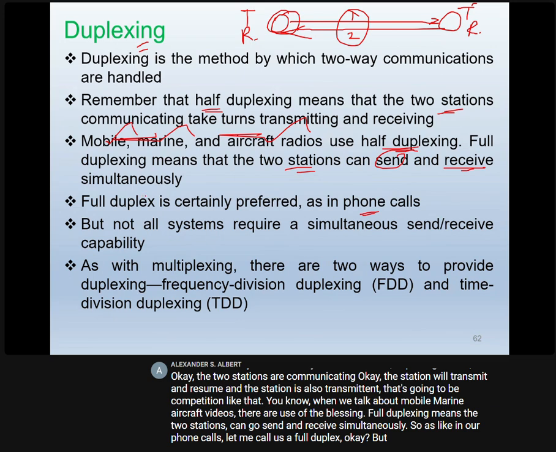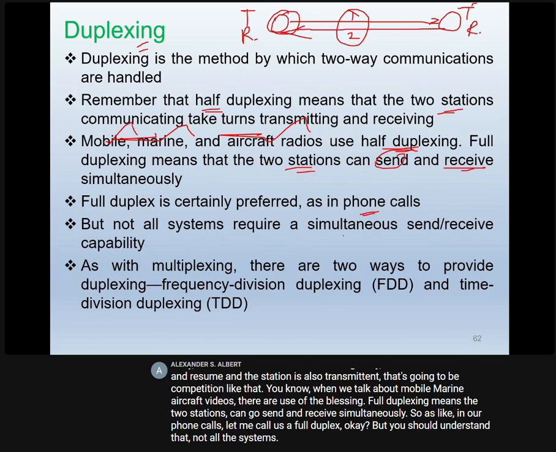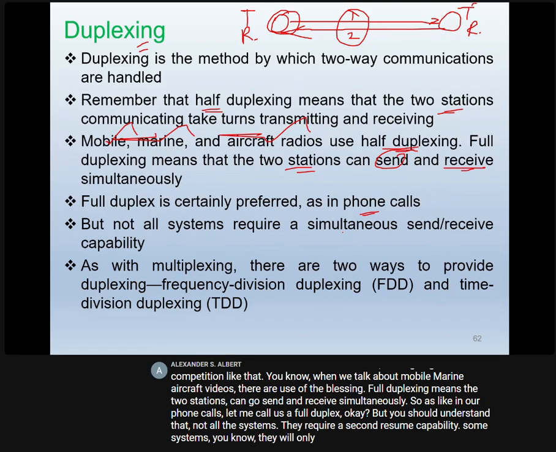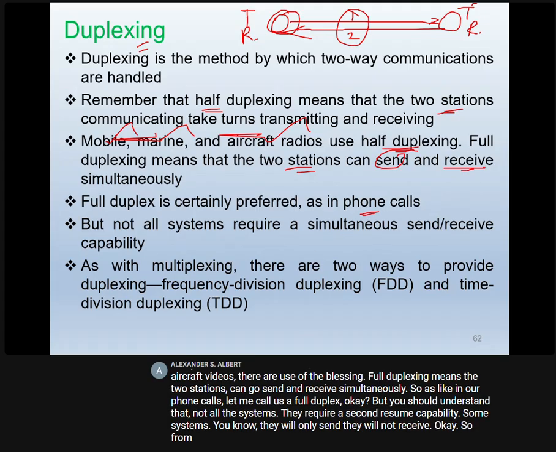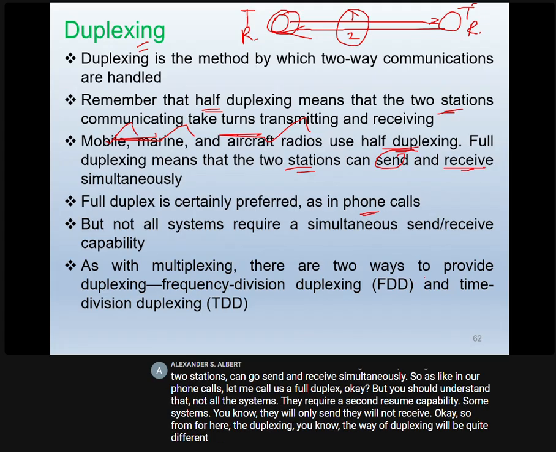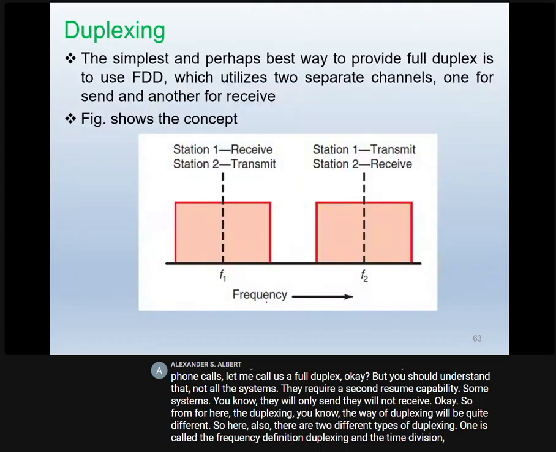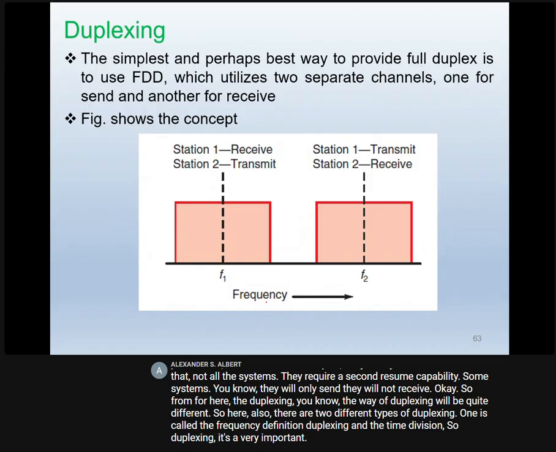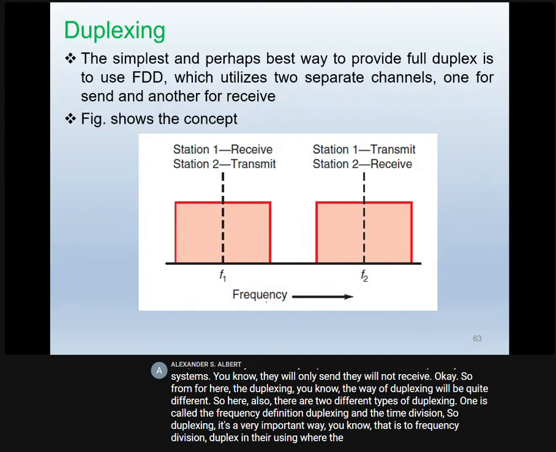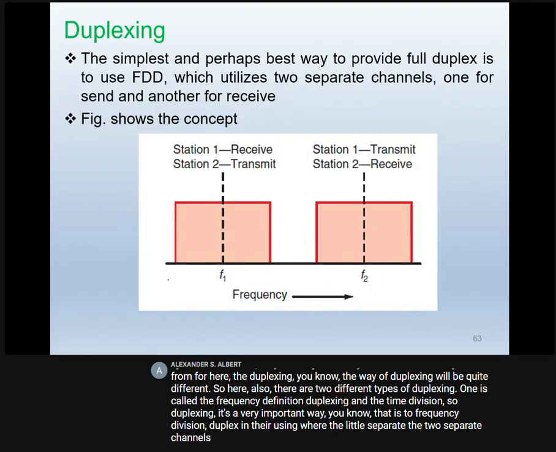But you should understand that not all systems require send and receive capability. Some systems will only send, they will not receive. So here, the way of duplexing will be quite different. There are two different types of duplexing: one is frequency division duplexing and the other is time division duplexing. Frequency division duplexing separates two channels, one to send and one to receive.